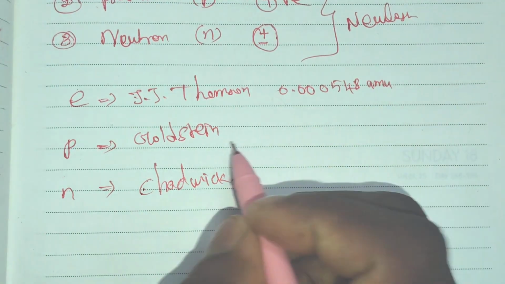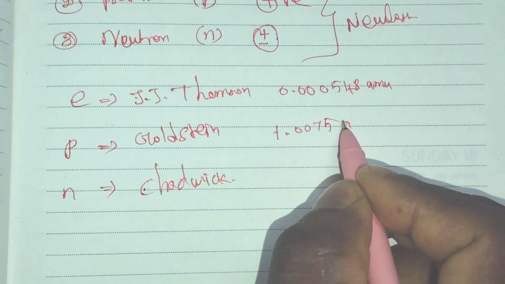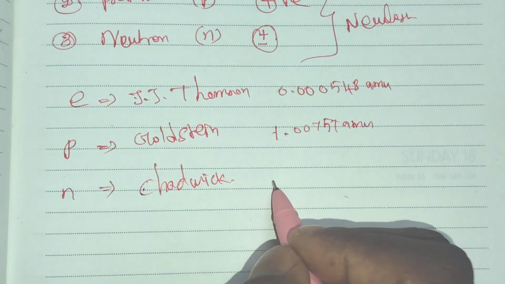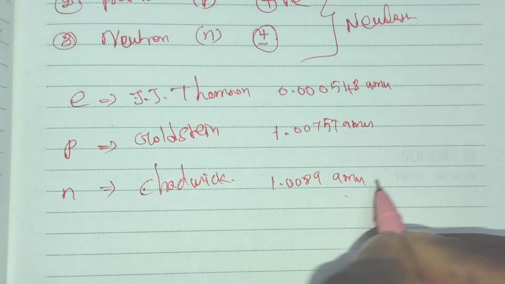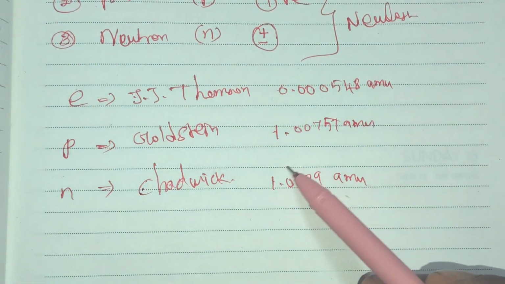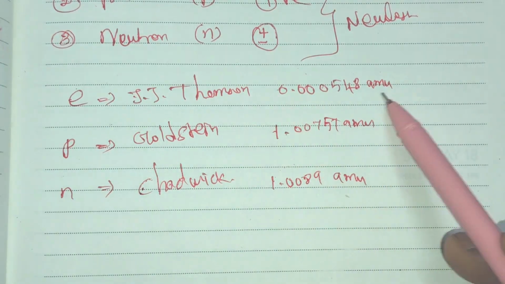The electron's mass is almost 0.000548 atomic mass unit, the proton's mass is around 1.0075 atomic mass unit, and the neutron's mass is 1.0089 atomic mass unit. From this data, the neutron has the most mass, and the mass of the electron is very much lesser.